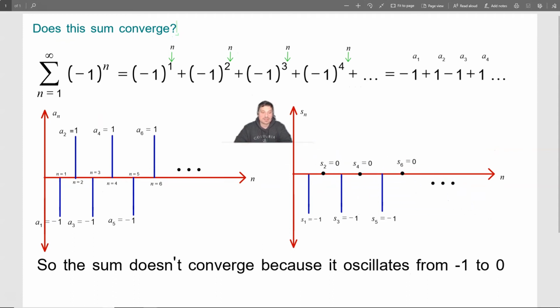To summarize: the question was, does this sum converge? The sum doesn't converge because it oscillates between negative 1 and 0. That's the answer. So this is an example of a lack of convergence, or divergence, not because the sum is infinitely positive or infinitely negative, but because it just jumps between two different values forever and ever.